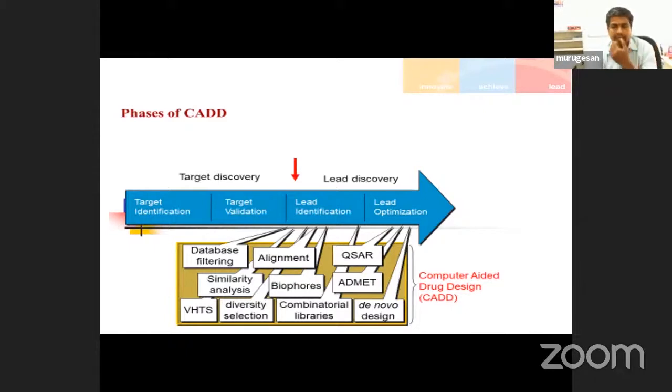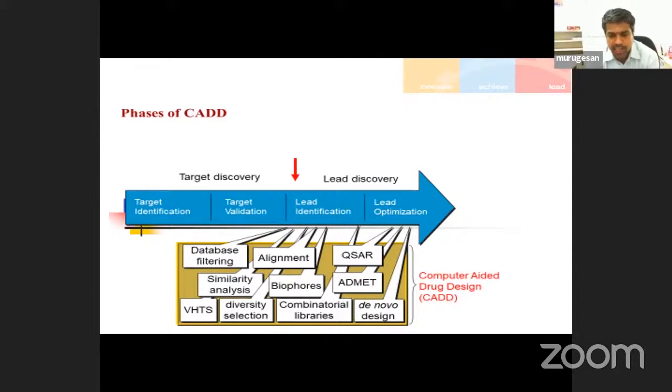And the majority of our computational tools are mainly involved in the second phase, that is lead discovery. In that also there are two phases: one is lead identification, that is hit and lead identification, followed by lead optimization. If you see lead identification, what is involved is database filtering methods, then basic alignment, then similarity searches, then bioforce, then virtual high throughput screening, then diversity oriented selections. These are the techniques or tools involved in the lead identification process, followed by lead optimization.